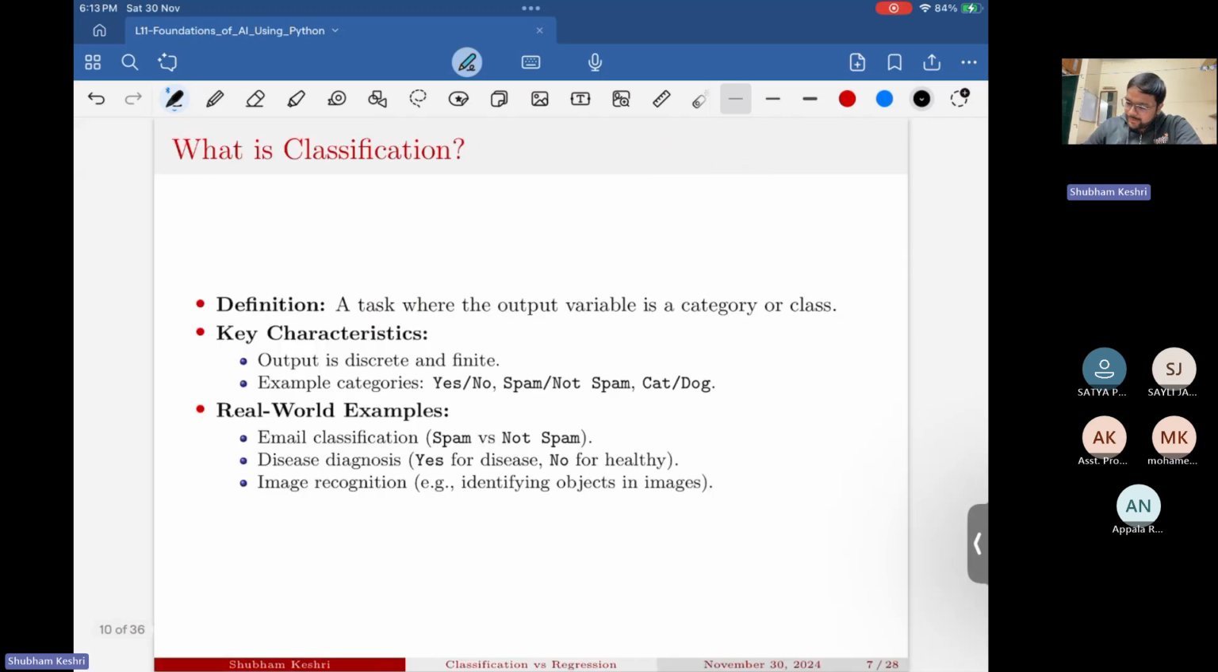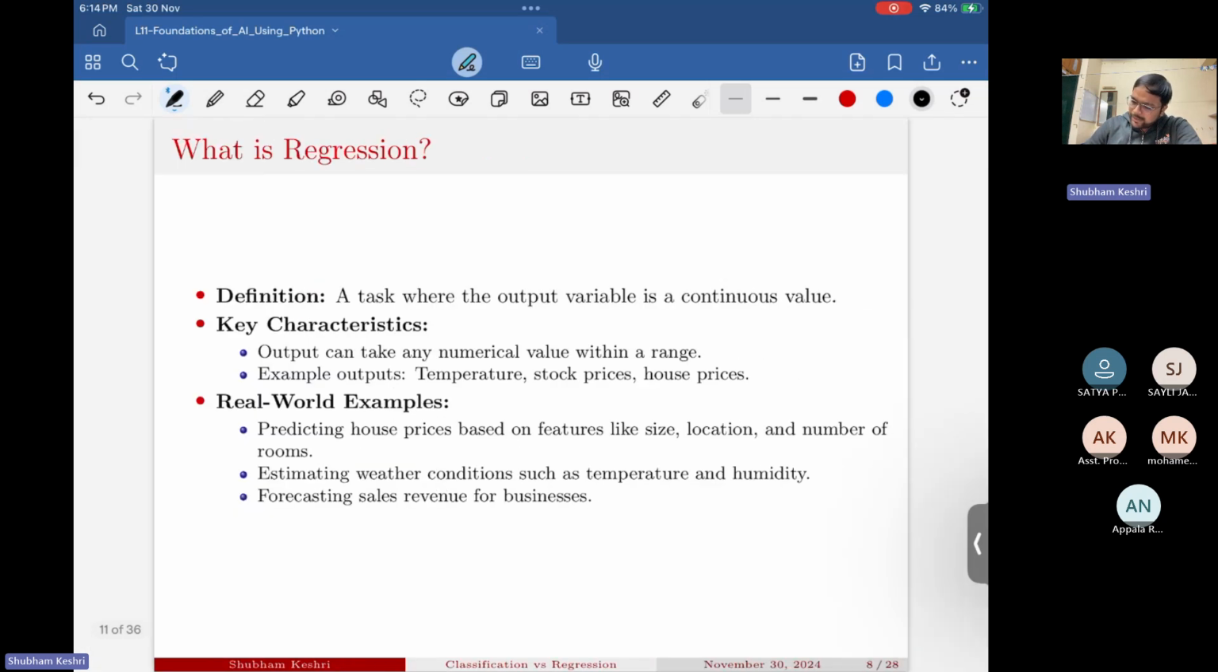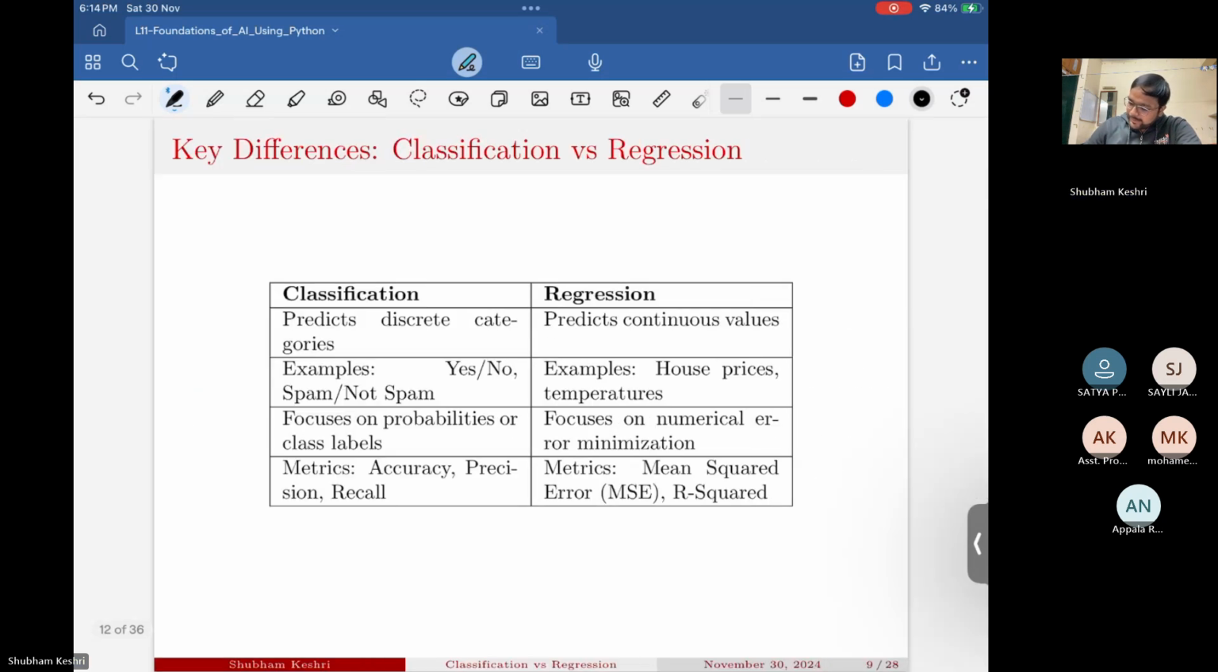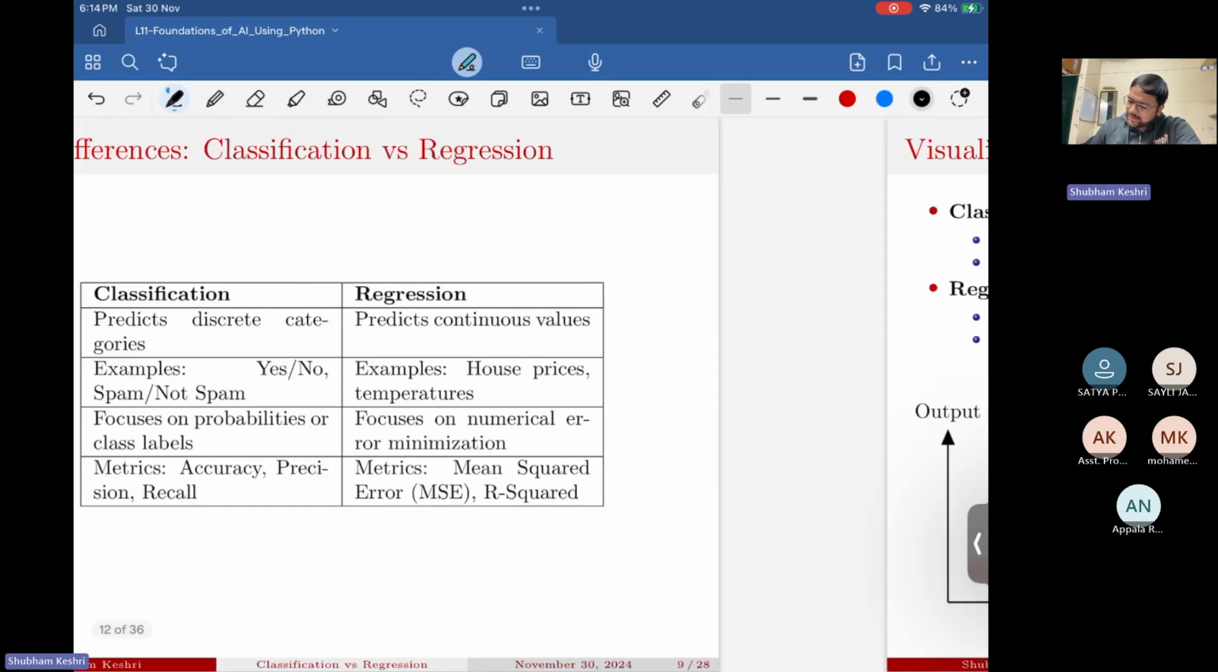Okay, so we have just talked about this. I'll skip: what is classification? A task where the output variable is a category or class. Key characteristics are that outputs are discrete and finite. Examples we have seen. What is regression? This we have also seen. The task where the output variable is a continuous variable. Key characteristics are that the outputs are numerical values within a range. Examples we have seen.